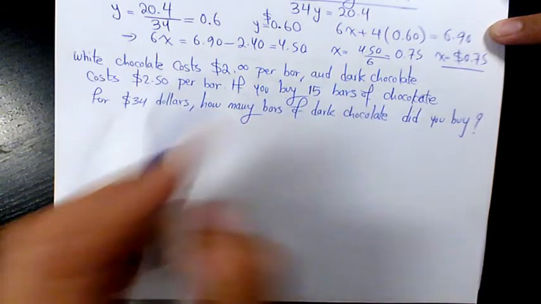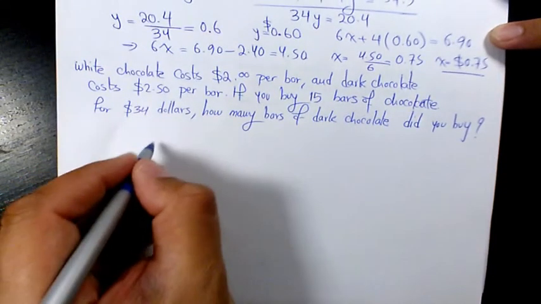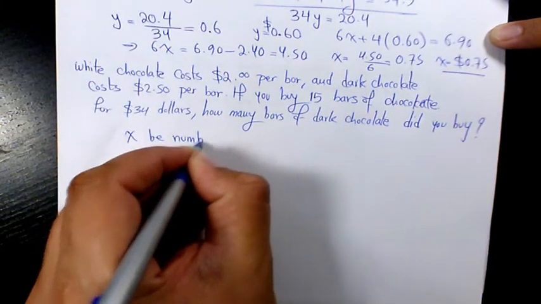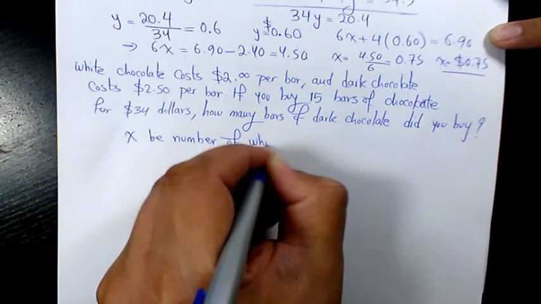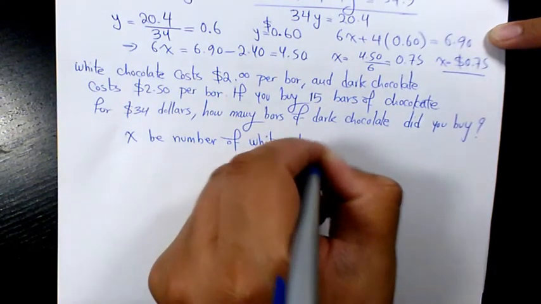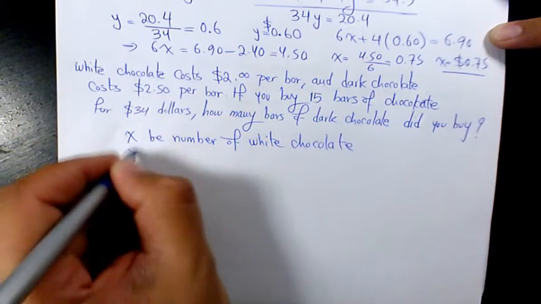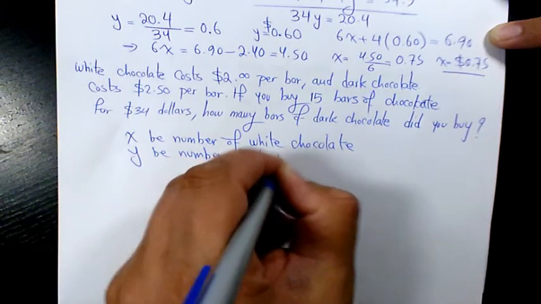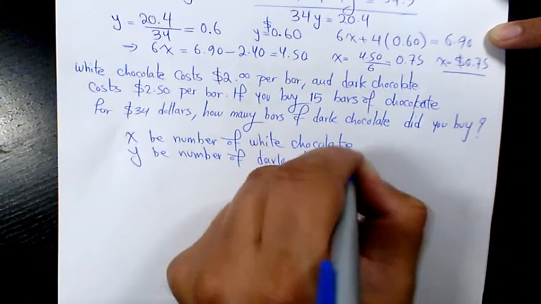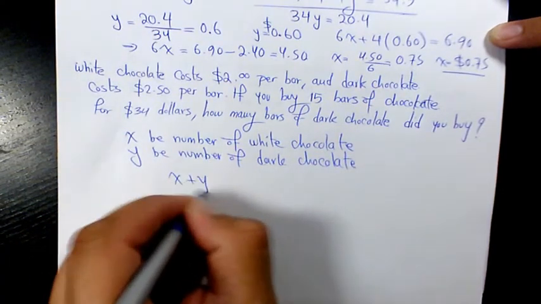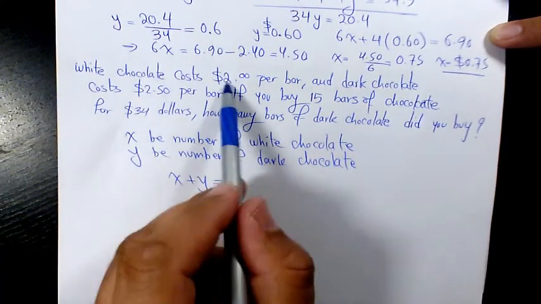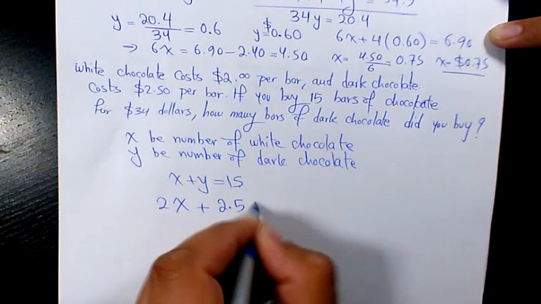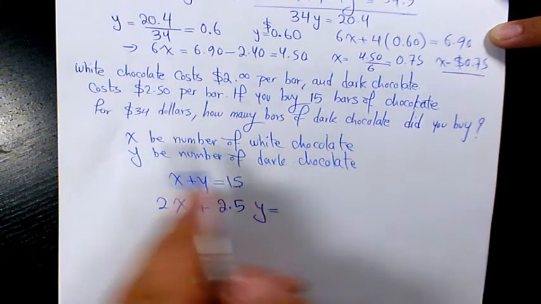If you buy 15 bars, so let's say x be the number of white chocolate and y be the number of dark chocolate. So x plus y is going to be 15. The cost, so 2 times x plus 2.5y is supposed to be how much?